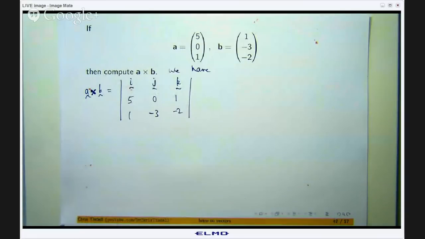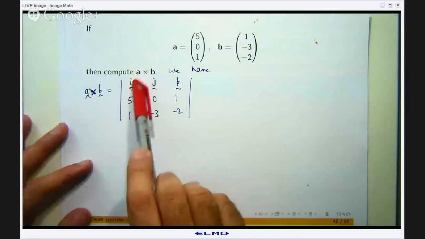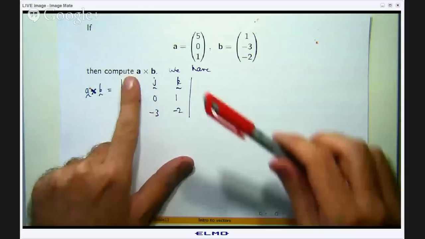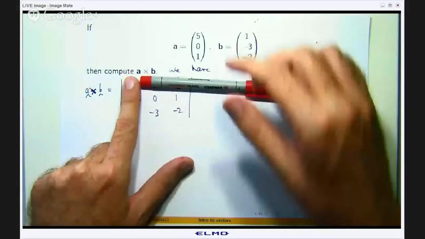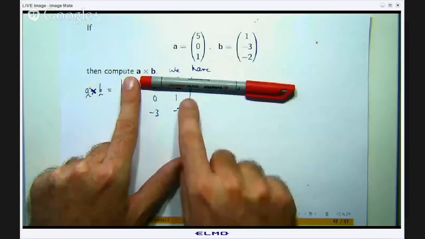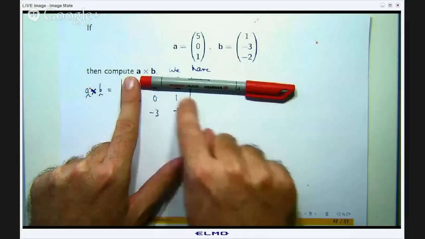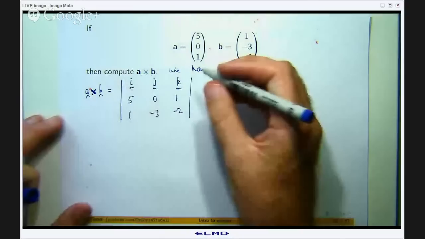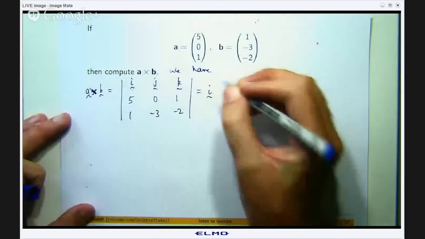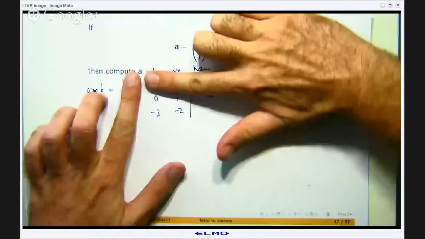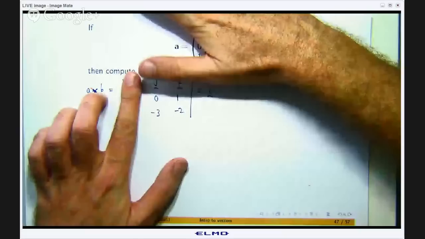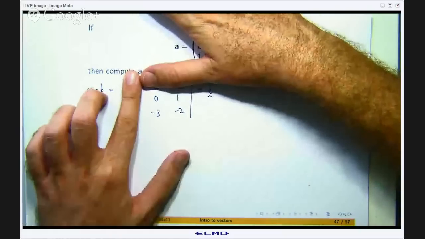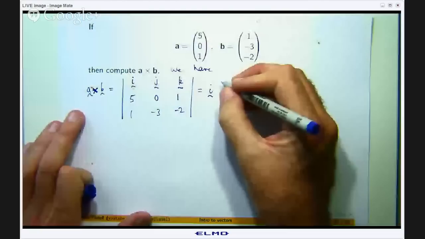You start with this top left-hand entry, i, and you cover up the column and the row that i is in. And what have I got left? I've got a 2x2 thing which I will take the determinant of and multiply by the i. So I'm going to write i down, cover up the top row and the first column, and multiply i by the determinant of what's left. This is just purely algorithmic.